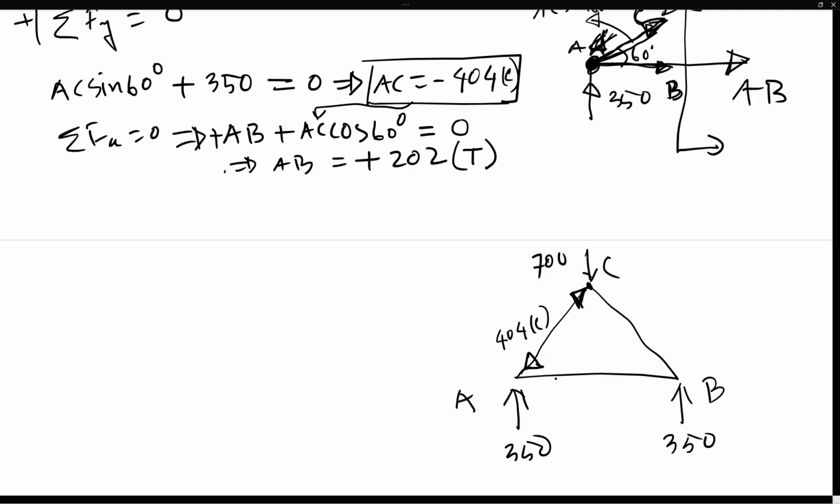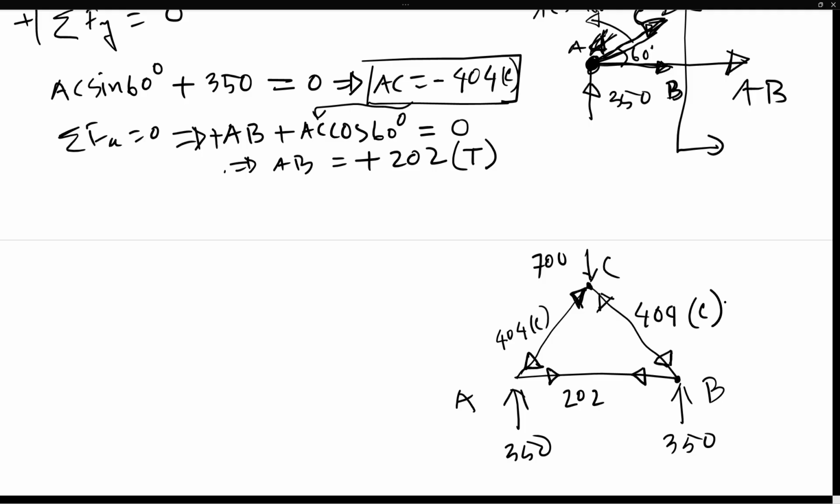However, for AB, it was pulling. So it's going to be like this, but the force was 202. And if you look at point B, it's going to be pulling this way. Now the AC and BC members will have the exact same thing. So we'll just simply do this, pressing this B and pressing C, and the same force, 404 compression. So this completes the process.